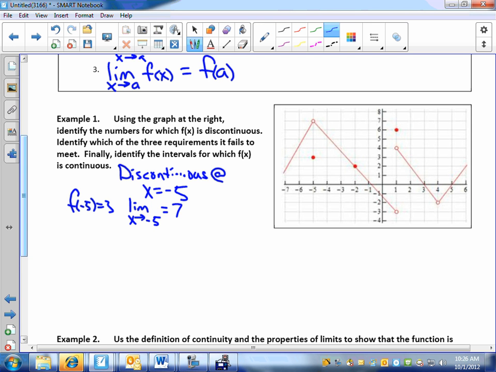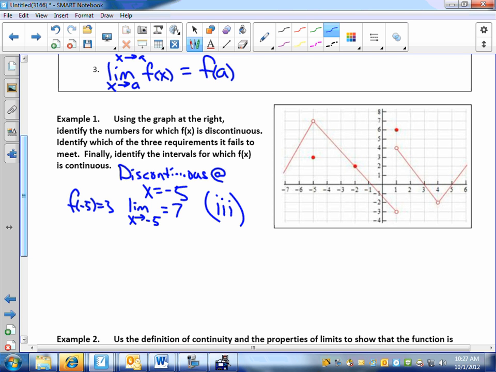The third requirement asks, are those two the same? No, they're not the same. Because the limit as x approaches -5 and the value at -5 are not the same, it is discontinuous. So it fails because of the third criterion. Identify which of the three requirements it fails to meet: it fails the third one. So we can be done with this one.